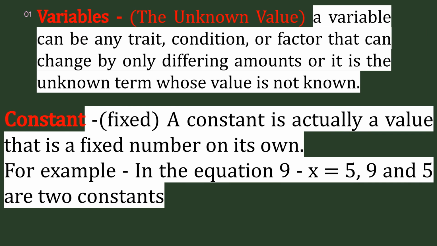A variable can be any trait, condition, or factor that can change by differing amounts, or it is the unknown term whose value is not known. Constant, fixed. A constant is a value that is a fixed number on its own. For example, in the equation 9 minus x equals 5, 9 and 5 are two constants.